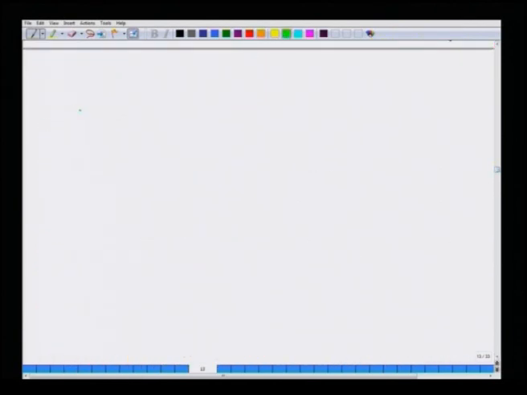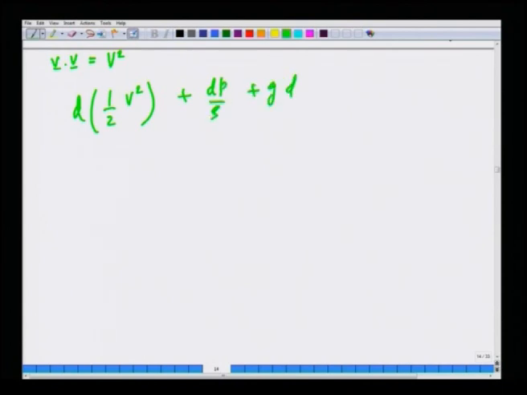So, we again have d of half V squared, where V dot V is V squared, the square of the magnitude of the velocity vector, plus dP by rho plus g dz is 0, considering that vorticity is 0 everywhere in the flow.